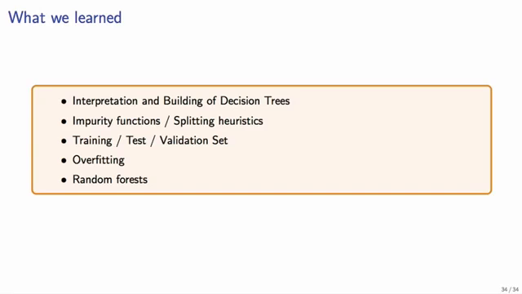So let's recap. What have we talked about in this lecture? We started out by talking about the interpretation and the procedure to build decision trees. This mostly involved impurity functions and different splitting heuristics, including entropy and the Gini index. We also discussed two important concepts in machine learning, one of which is the splitting of data into training, test, and validation set, and the other one is overfitting. And finally, we talked about an extension of decision trees, which are random forests.